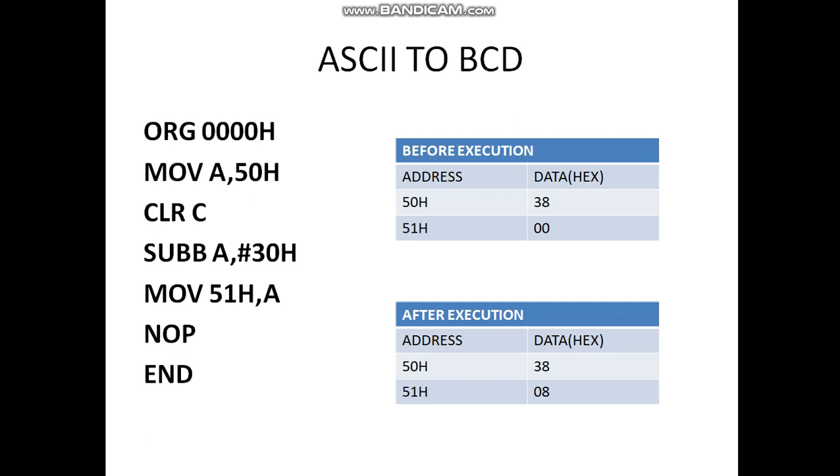Then the subtraction operation is carried out. The result is in the accumulator, which is then moved to 51H location. So after the execution, the input is there in 50H location, and the output, that is 08H, will be stored in 51H location. This is how ASCII to BCD conversion takes place.